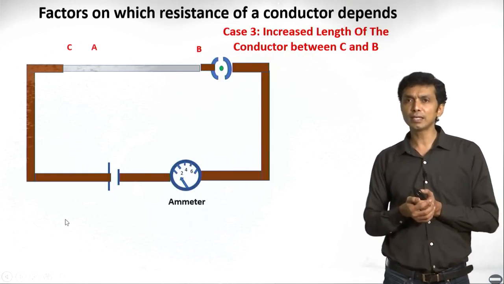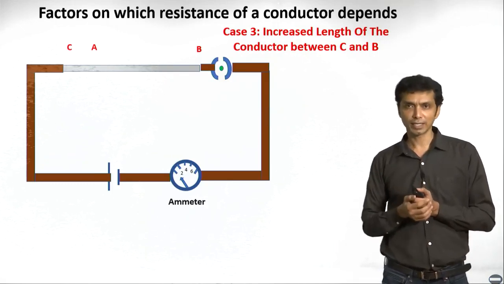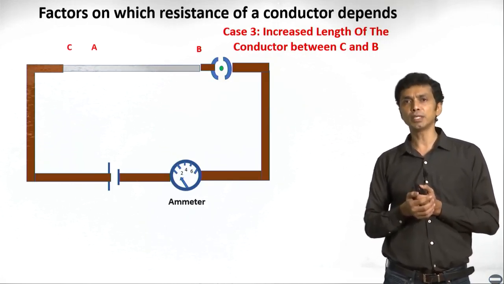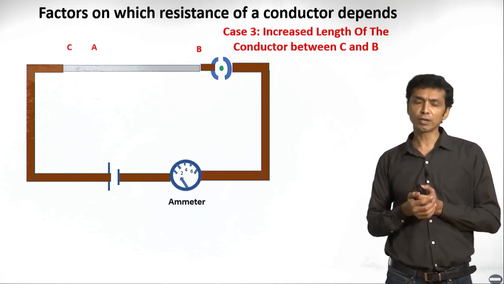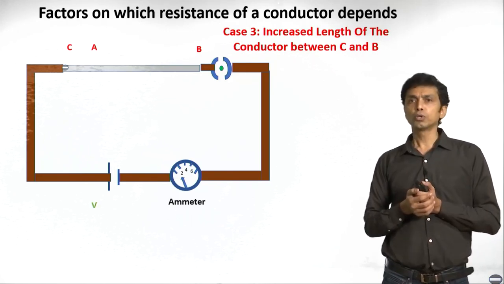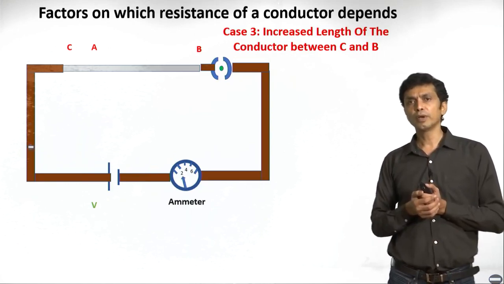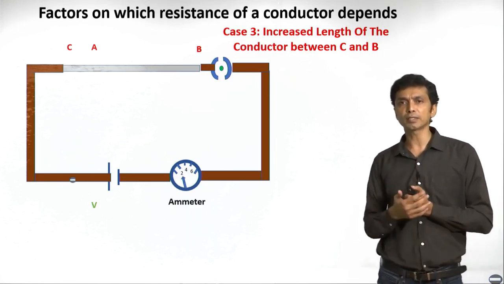Now, this is case 3. What do we do in case 3? We have increased the length of the wire. AB was the initial length. Now, we have increased the length to CB. Let us see whether the current will increase or decrease. That is the question. We have given the power source now and we are measuring the electric current. You can see it is 2 amperes.